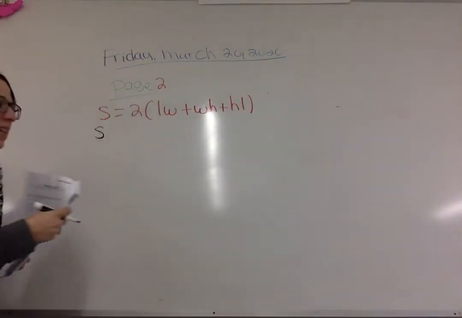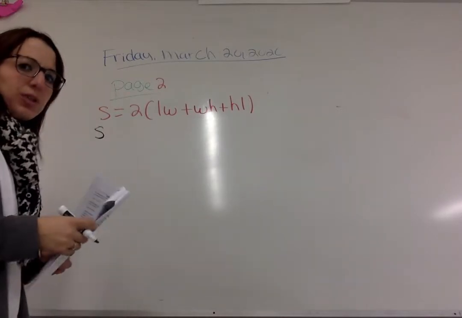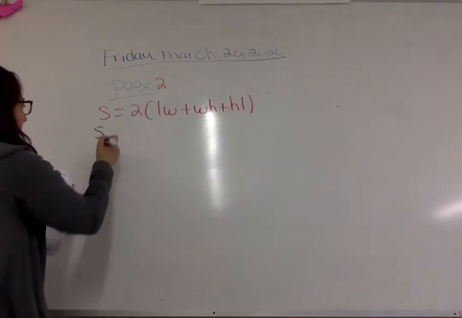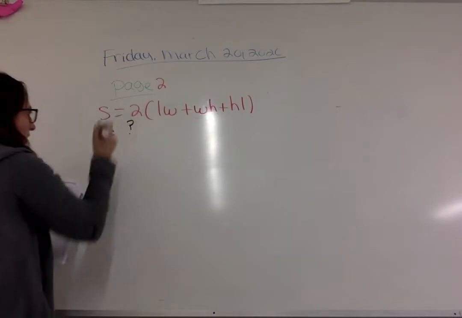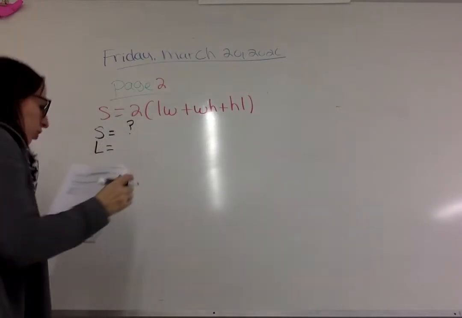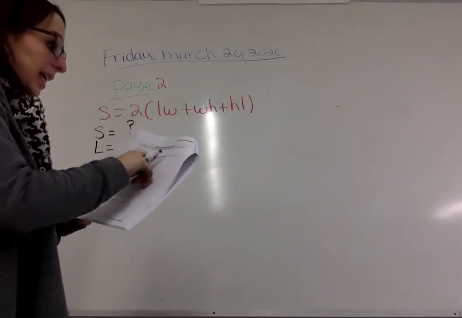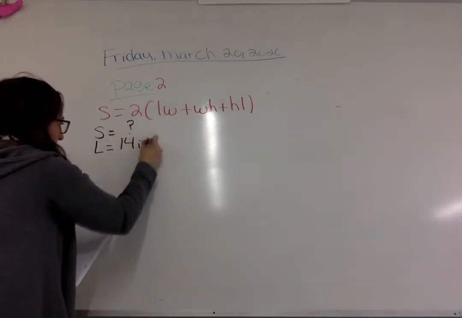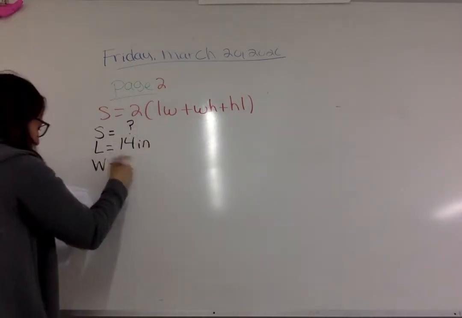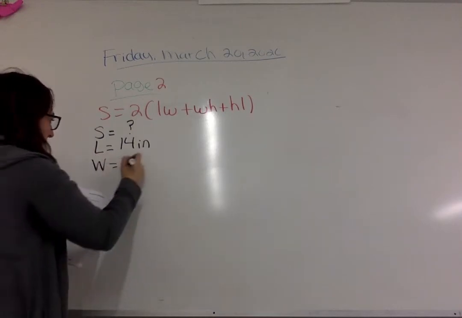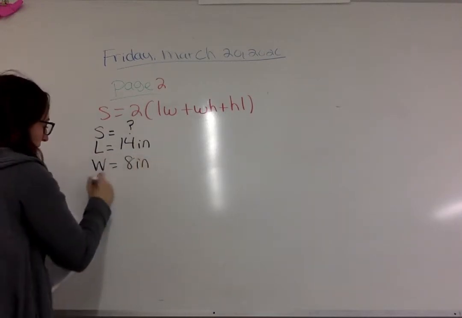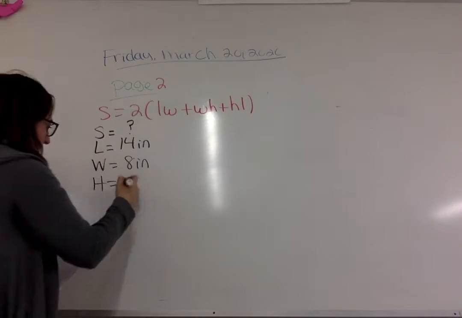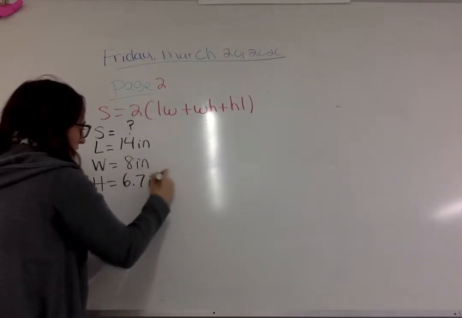S is the same as SA, because in one of our videos we do say SA. It's the same thing as S. We don't know the surface area. We know that the length, in the question, it says that it has a length of 14 inches, 14 IN. We know that the width W, it says it is 8 inches. And we know that the height H is 6.7 inches.